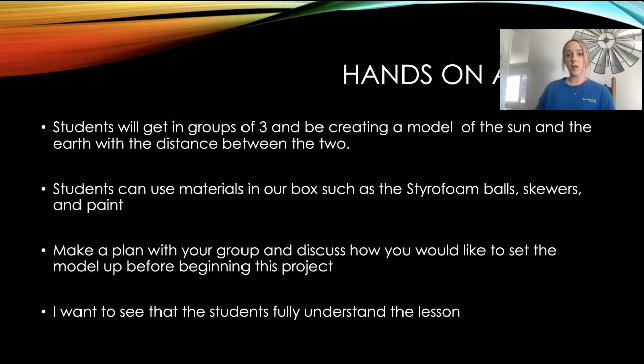The hands-on activity, I think this will be really helpful so that you could see if they fully understand. So I would get them in groups of 3 and have them create a model of the sun and the earth with the distance between the two, since we're trying to see if the apparent brightness is because of the distance. I would have materials that they could use, styrofoam balls, skewers, and paint. So I would want them to make a plan with their group, discuss how they would like to set the model up before beginning this project.